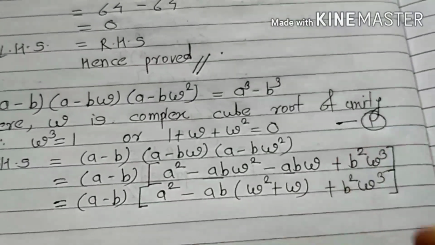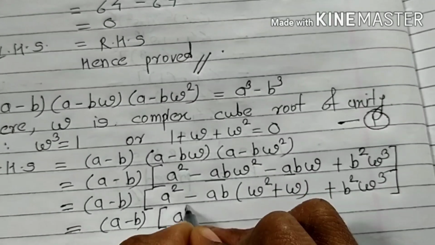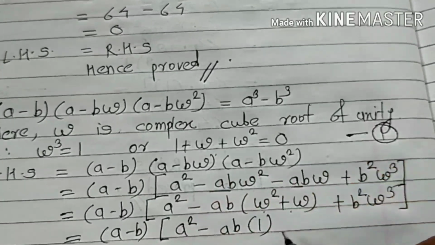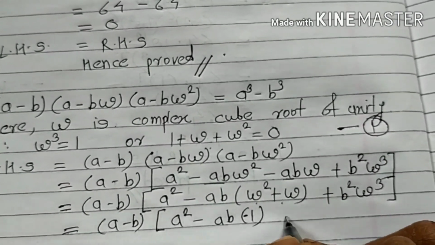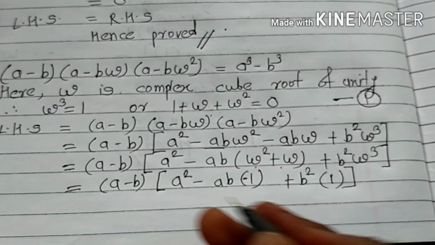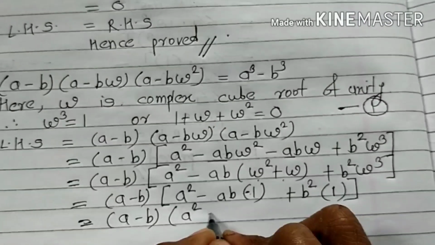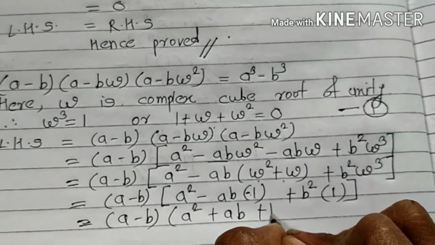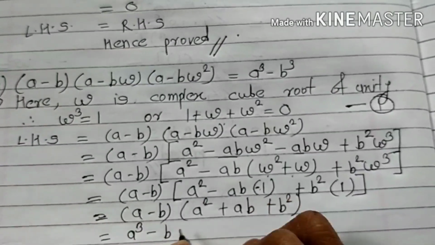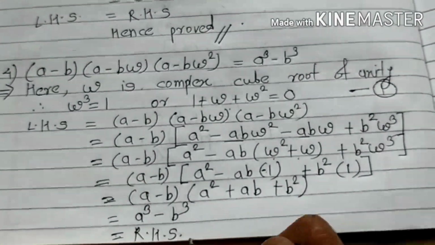Now using the equation, a square minus ab into (omega square plus omega, which is equal to minus 1), plus b square into 1. So in this step, a square plus ab plus b square. And you can observe that this is the formula for a cube minus b cube. So which is equal to RHS, hence proved.